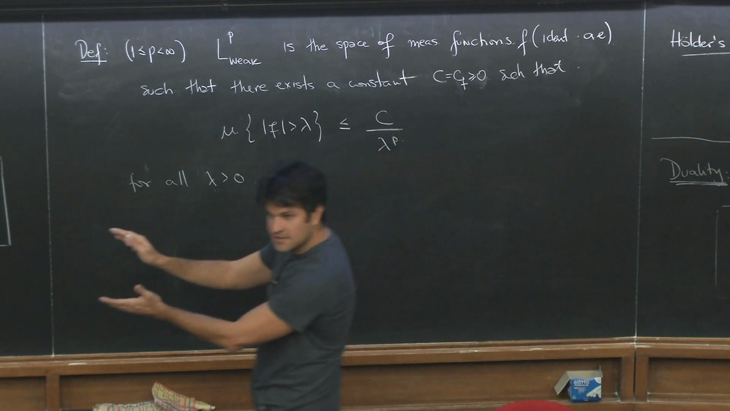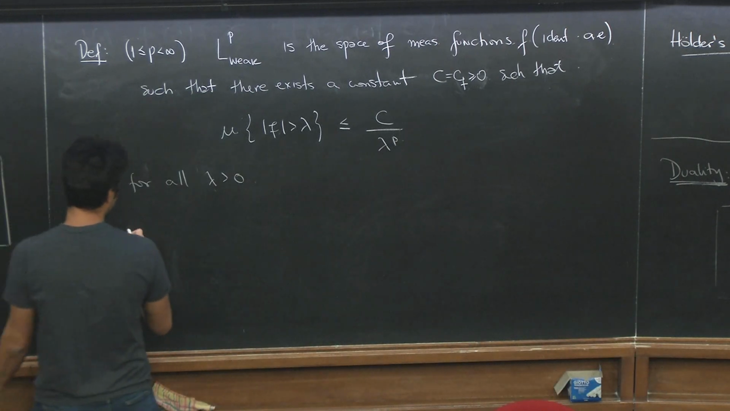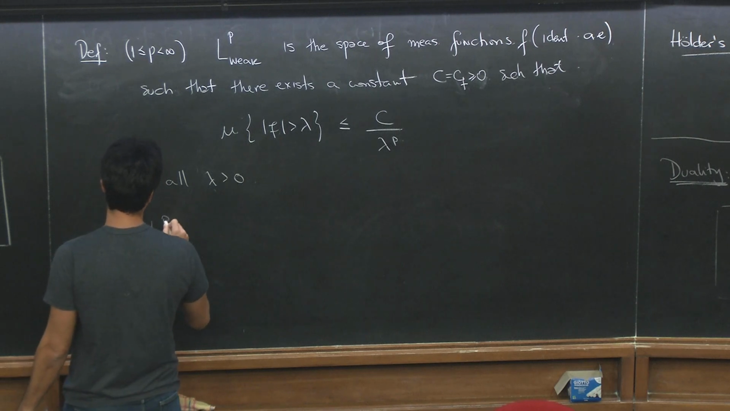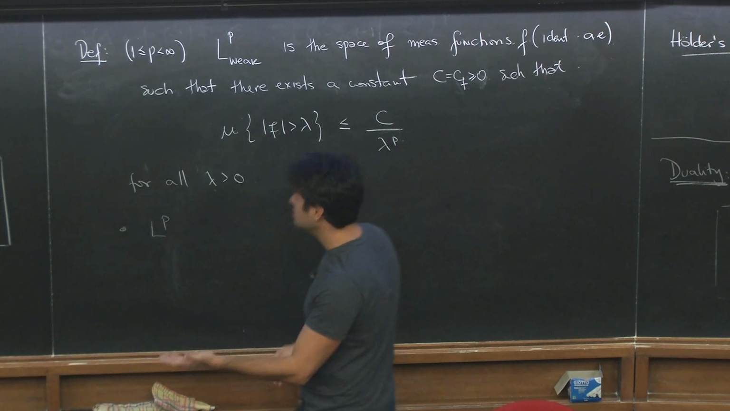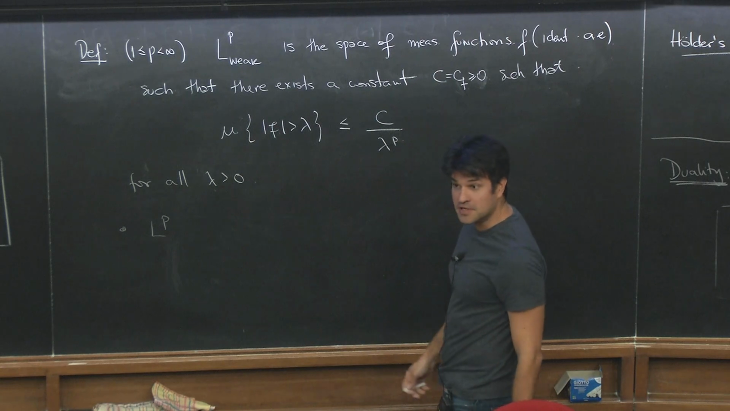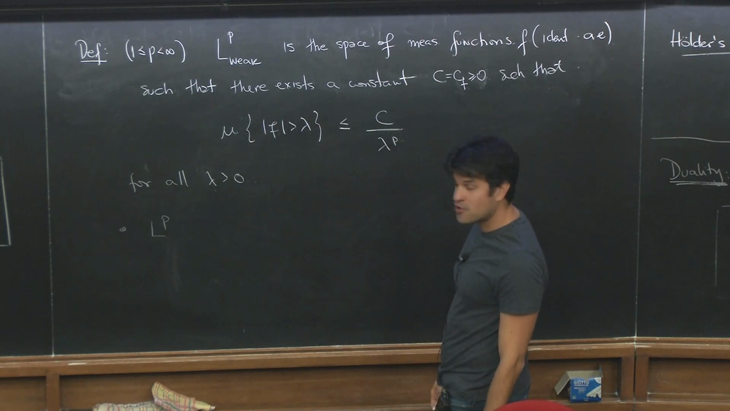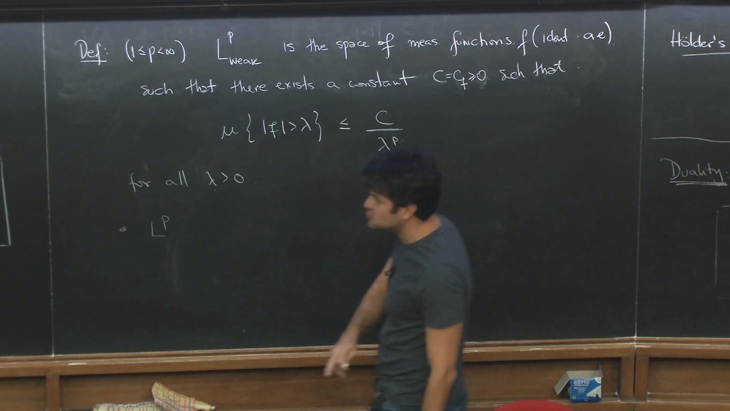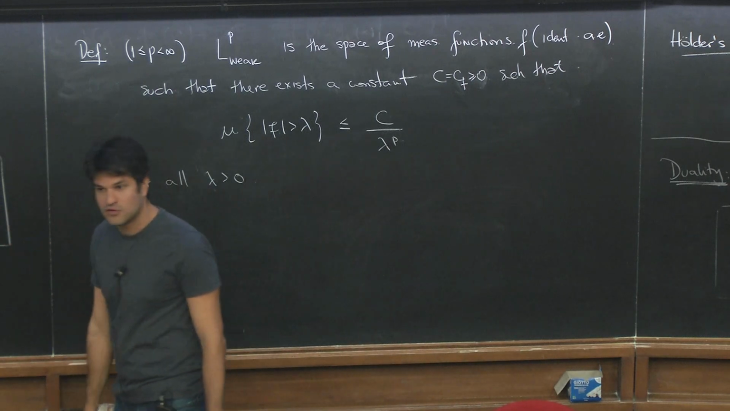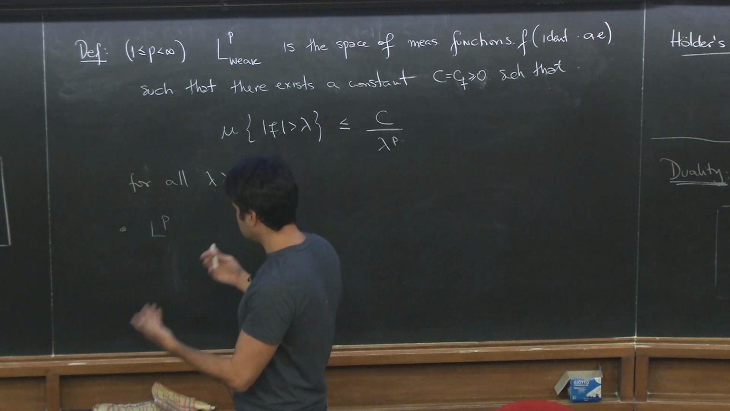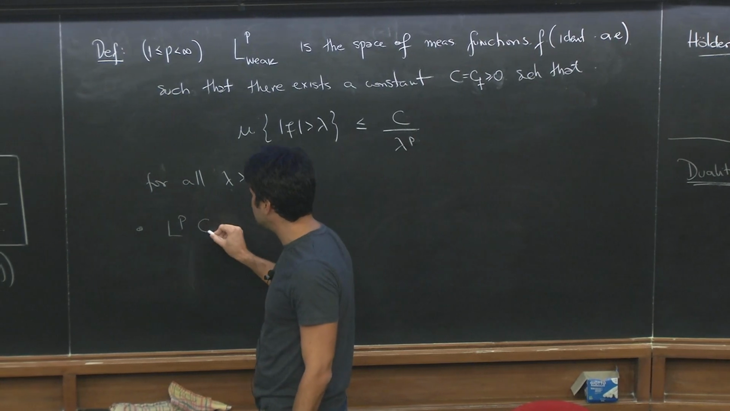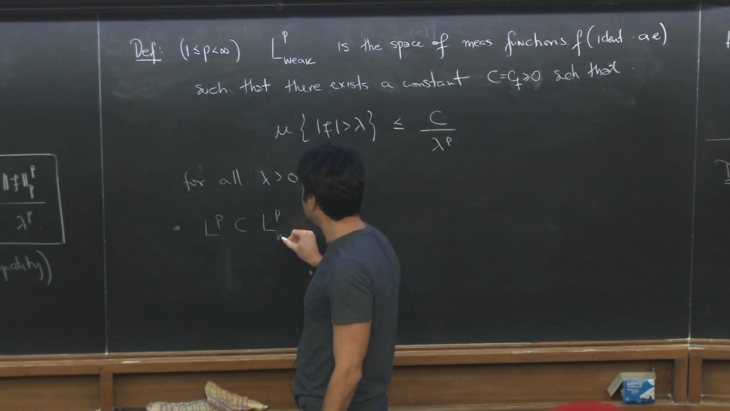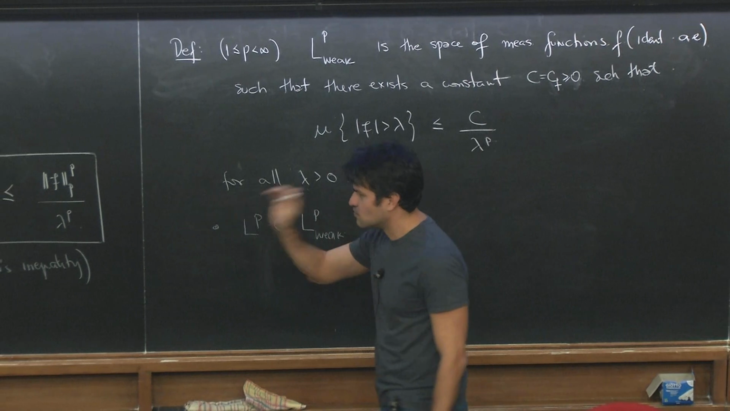What we have seen here is just the statement that any function in LP verifies this property, with this constant c being chosen as the LP norm of f to the p power. So, in other words, the space LP is contained in this space LP weak. This is what Chebyshev's inequality tells us.